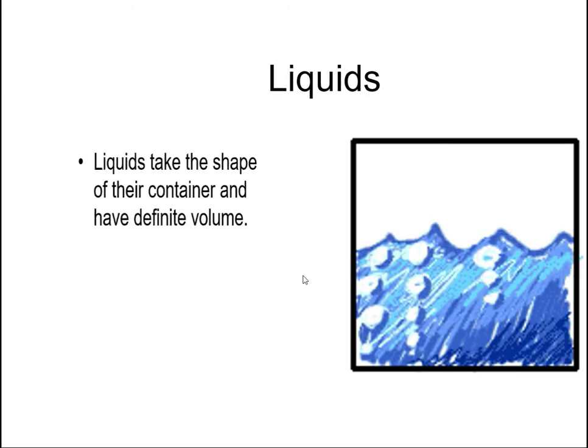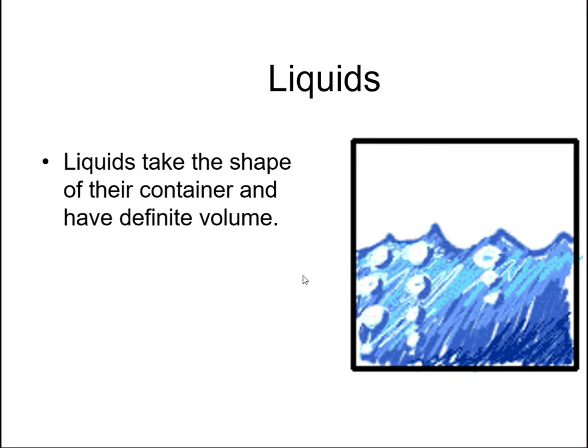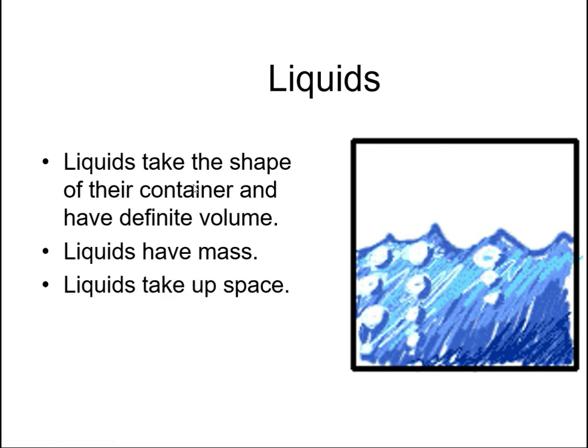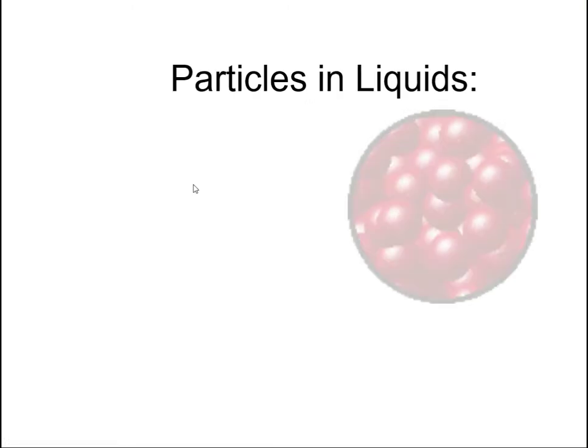Then there's liquids. Liquids are a little more interesting. They take the shape of whatever container they're put into, so they have an indefinite shape, but they have a definite volume. If I take a 2-liter bottle of soda and pour it into a pitcher, it's still going to read 2 liters. No matter what container I put it in, it's going to read 2 liters. If I pour it into a beaker, it's going to read 2 liters. The volume is the same; the shape it takes is going to change. They have mass and they have space, therefore they are matter.